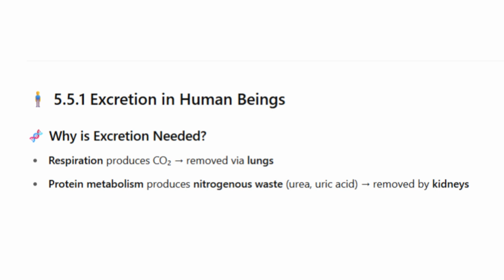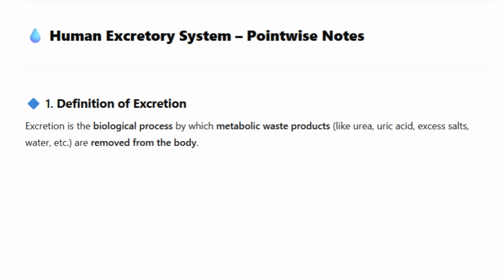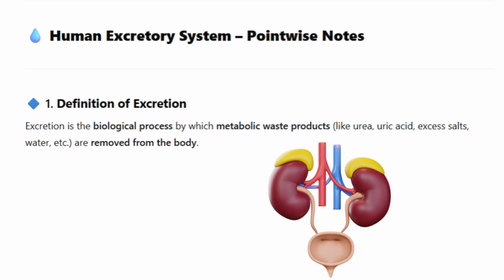5.5.1 Excretion in human beings. Why is excretion needed? Respiration produces CO2, removed via lungs. Protein metabolism produces nitrogenous waste, urea and uric acid, removed by kidneys. Human excretory system. Pointwise notes.